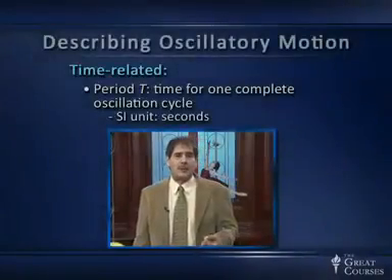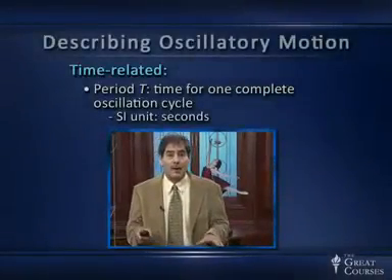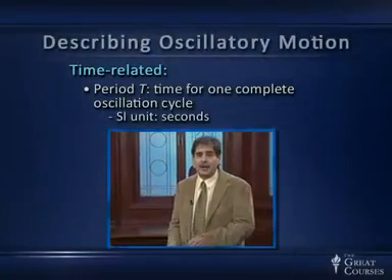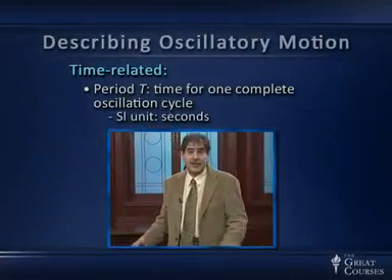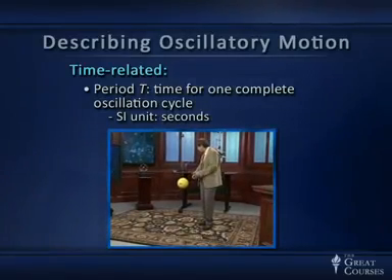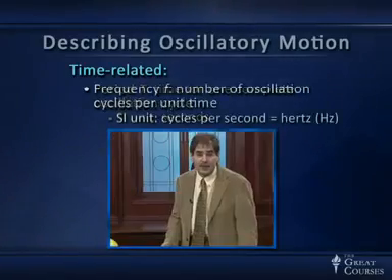Well, we have quantities related to time. One quantity is the period. We'll give it the symbol capital T. It's the time for one complete oscillation cycle. In the SI system, its units are seconds. Our big yellow ball is bouncing up and down with a period of, maybe a couple of seconds, for example.